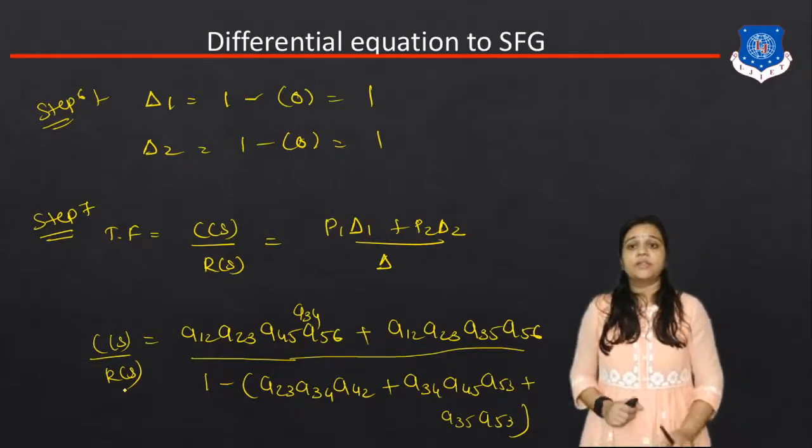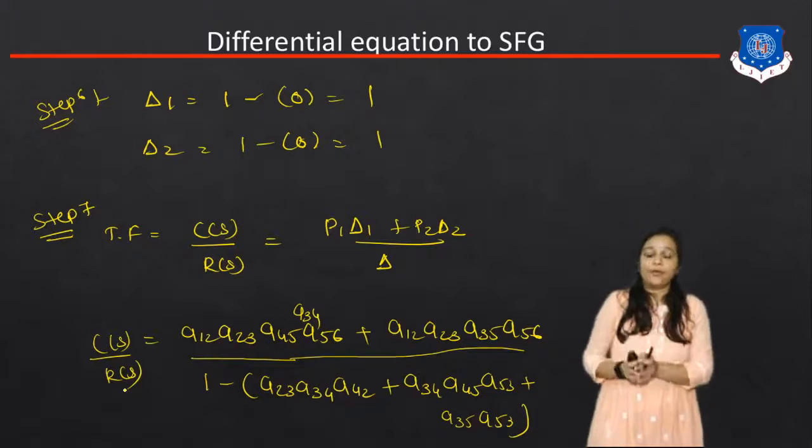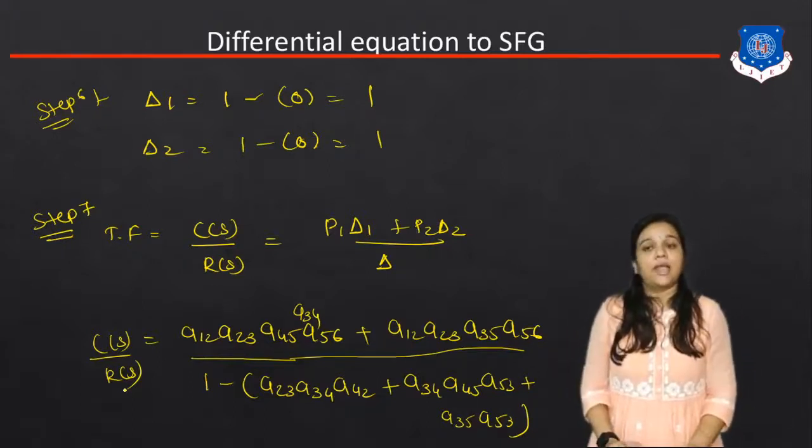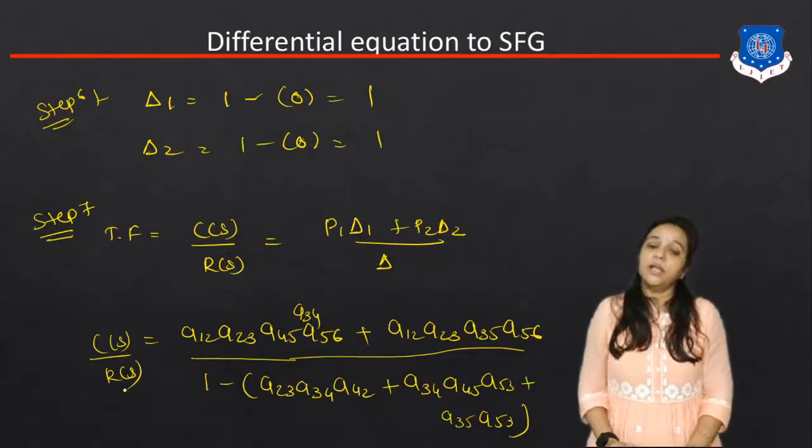So whenever a differential equation is given, you have to draw the signal flow graph using this differential equation and then find the transfer function using Mason's gain formula.